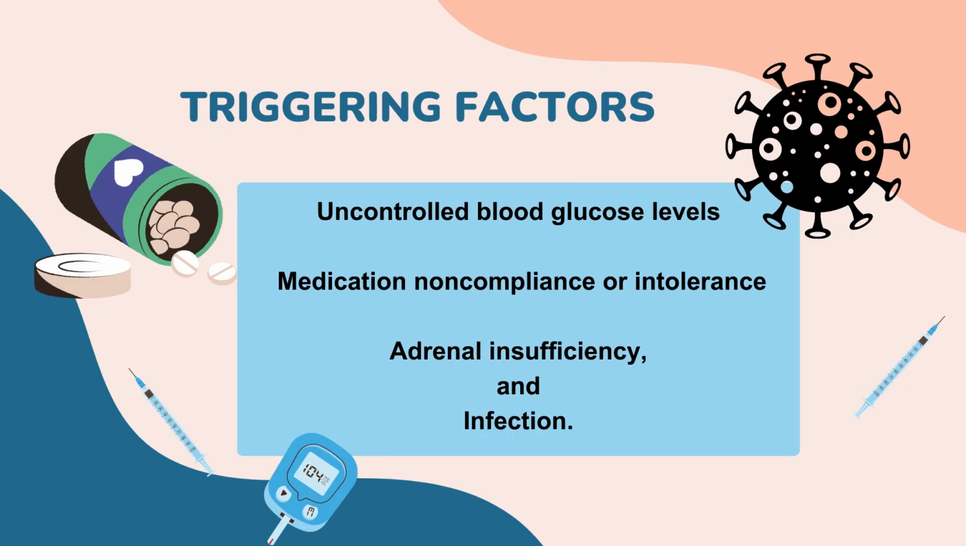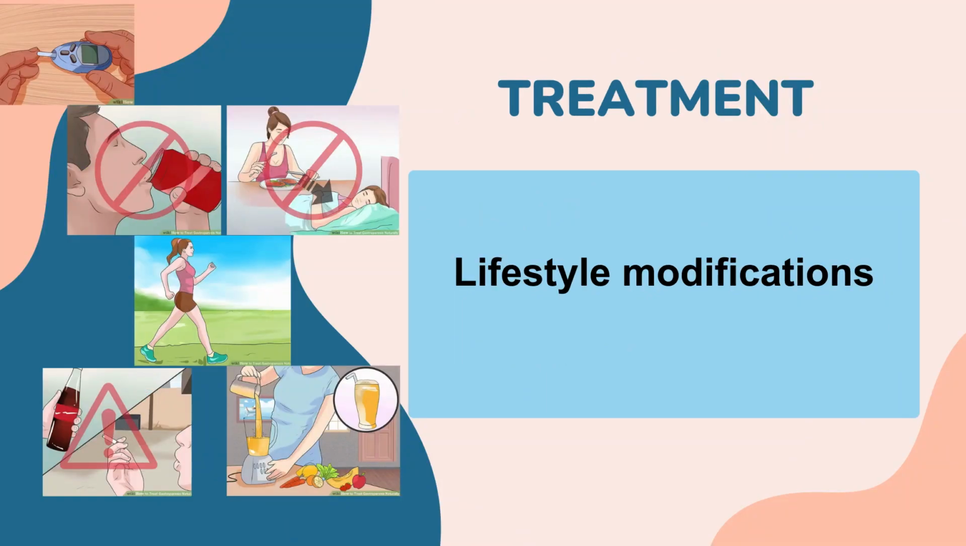Factors that may trigger an exacerbation of diabetic gastroparesis include uncontrolled blood glucose levels, medication noncompliance or intolerance, adrenal insufficiency, and infection. Treatment of diabetic gastroparesis. The first step in the treatment of symptomatic gastroparesis is often lifestyle modification. Optimal glycemic control in patients with diabetes will minimize the effects of hyperglycemia, causing delayed gastric emptying.